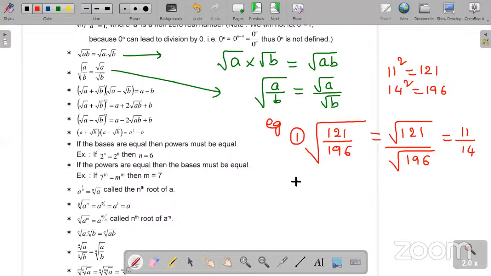Now I will give one more question to you. Root of 256 by 361. So what is your answer? Try to solve it.